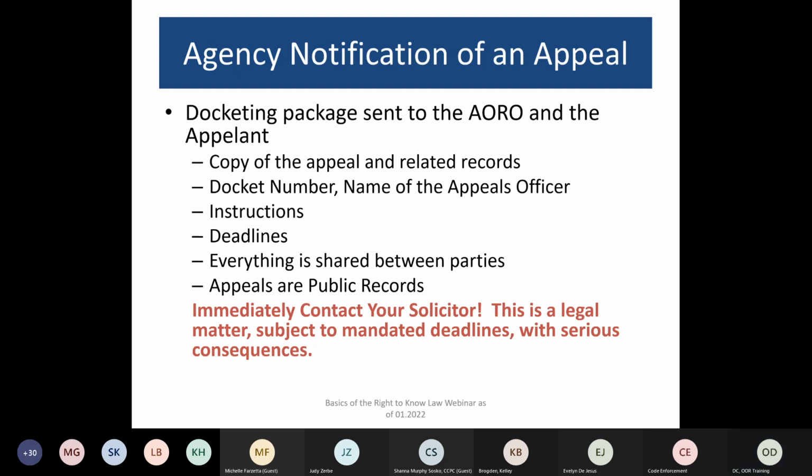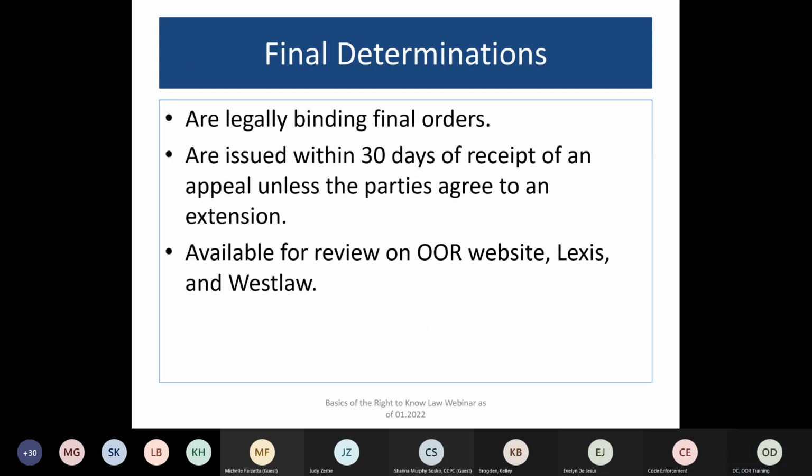Now, the product of an appeal is what's called a final determination. This is the decision that comes from the Office of Open Records. It looks just like you would see coming out of your courts, your court rulings. Okay, they are legally binding. They're usually issued within 30 days, or if we ask for an extension and it's granted, then it might be longer. And they are available for review.